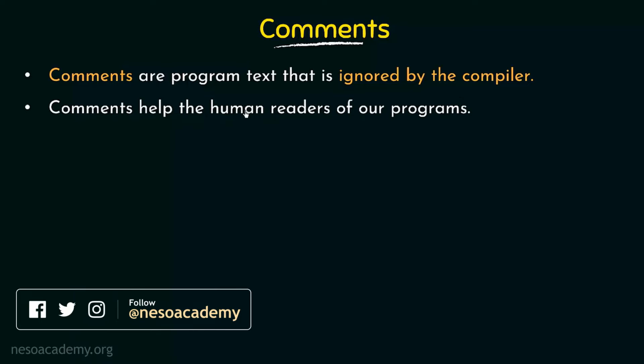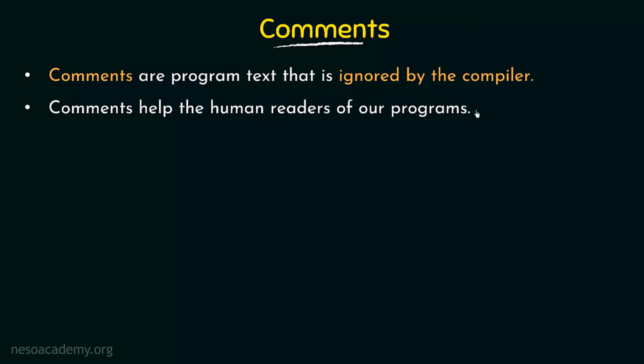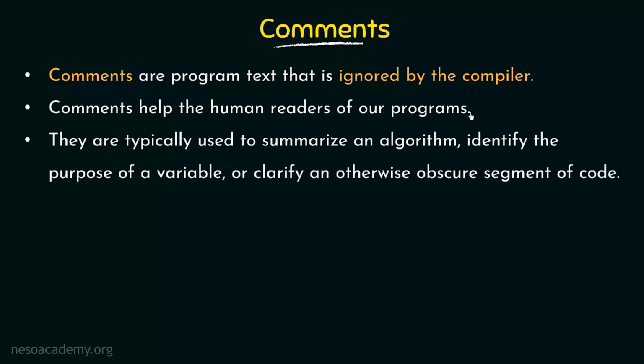Comments help the human readers of our programs. If you're writing a complicated program with some functions, and you want other people reading your code to understand what a function is doing, you can write a small description, or one line specifying what that function does. You write it within comments. When you write it as a comment, it will not be treated as source code and the compiler will ignore it, but it will be helpful for the human readers.